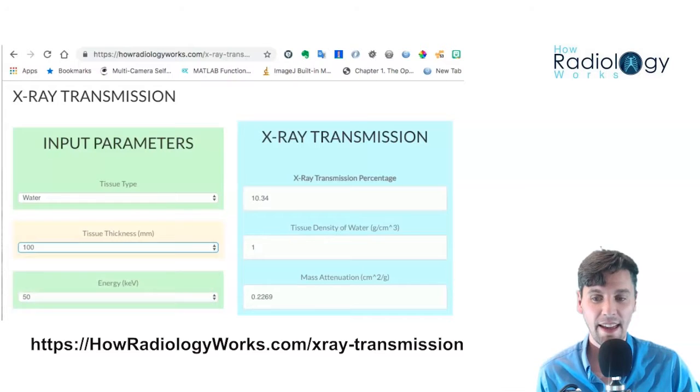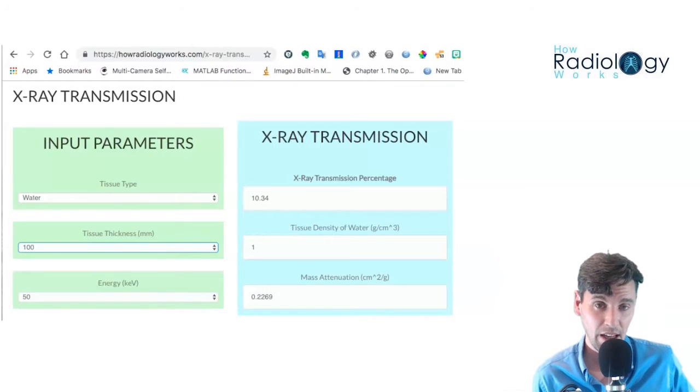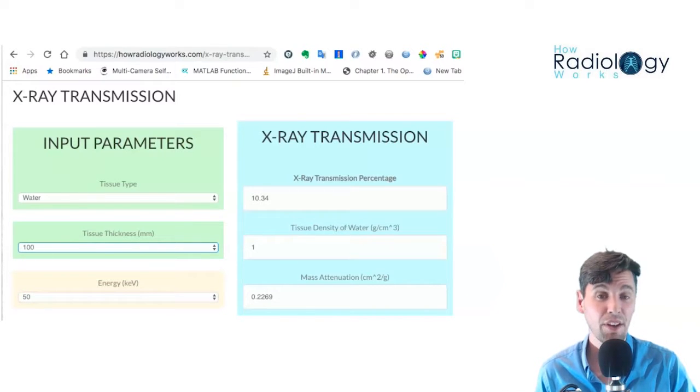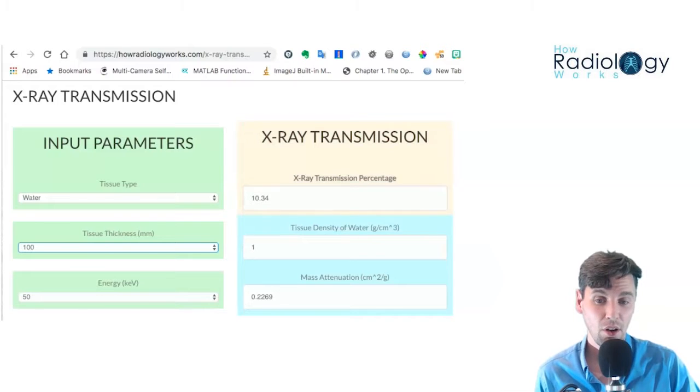So 10 centimeters. Let's look at the thickness of 10 centimeters, where we have X-rays coming in and then incident on 10 centimeters, or 100 millimeters, of water. And then the energy is 50 kiloelectron volts. So how much is going to make it through? And then this has been converted to a percentage. So we're looking at about 10% of those X-rays are going to make it through.